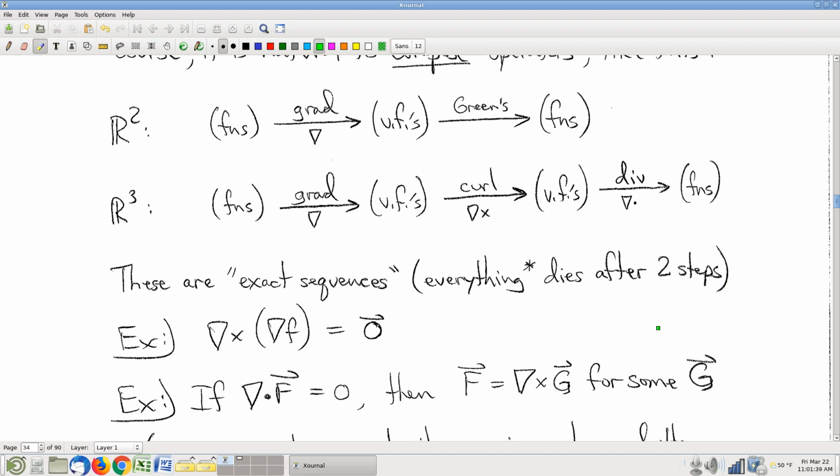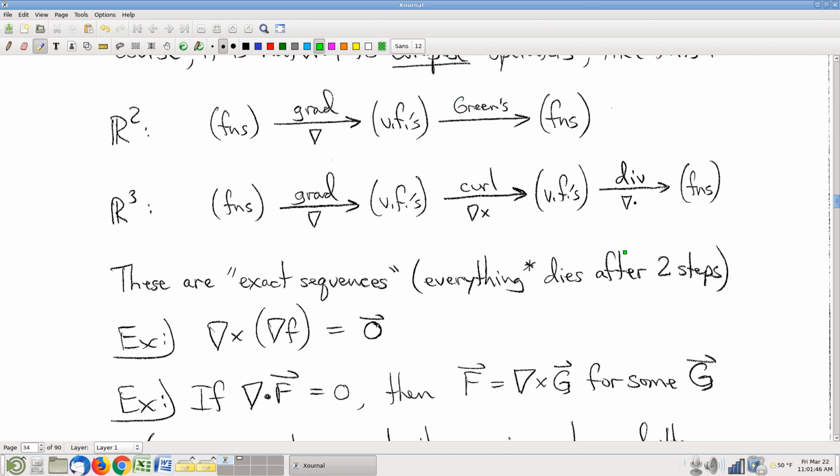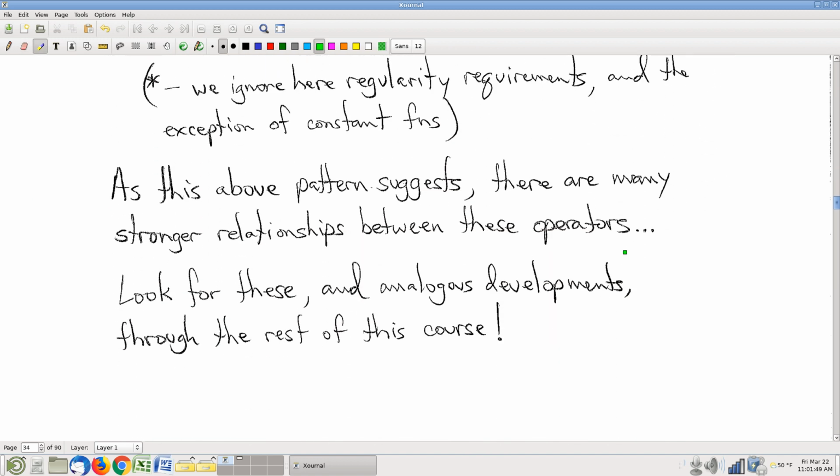Anyway, now why these statements are true, we're not even remotely close to being able to talk about yet. But this is a partial justification of why these compositions are really interesting to look at, really natural in a lot of ways. So just a little bit of a heads up there.